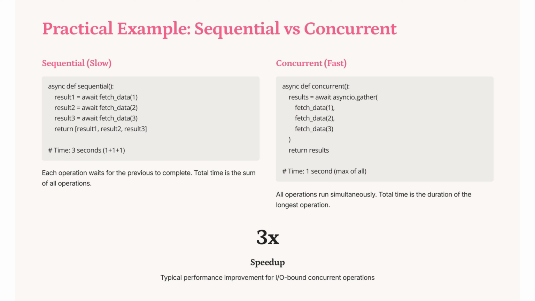In a sequential approach, each task waits for the previous one, resulting in a cumulative time of 3 seconds. Conversely, concurrent execution with asyncio.gather allows tasks to run simultaneously, reducing the total time to just 1 second, the duration of the longest task. This demonstrates a typical 3x speedup for input-output bound operations.